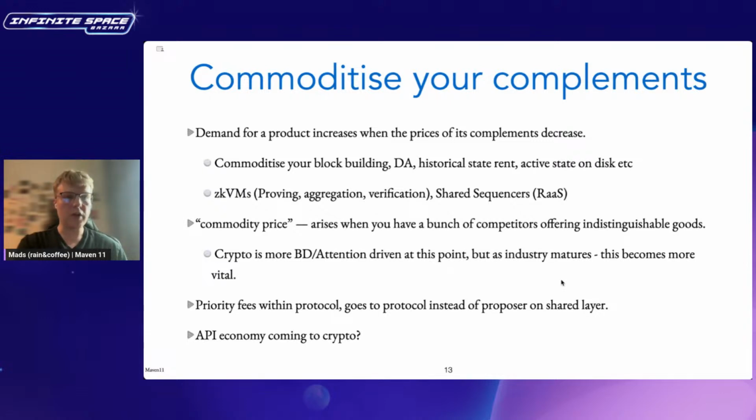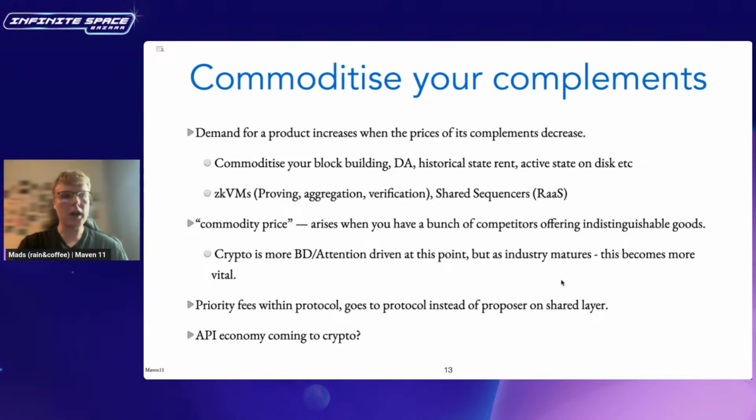Even though we might have commodity prices for various things you might want, because of the rise of competitors offering a very similar price, you're depending on the quality of that specific complement at this point. Crypto is still quite BD and attention driven, so you might see alignment or partnerships mattering more. But I do think as we mature, having the ability to have very low cost complements is extremely important. It also opens up the ability to do a lot more for end users in terms of what kind of applications you're actually building.